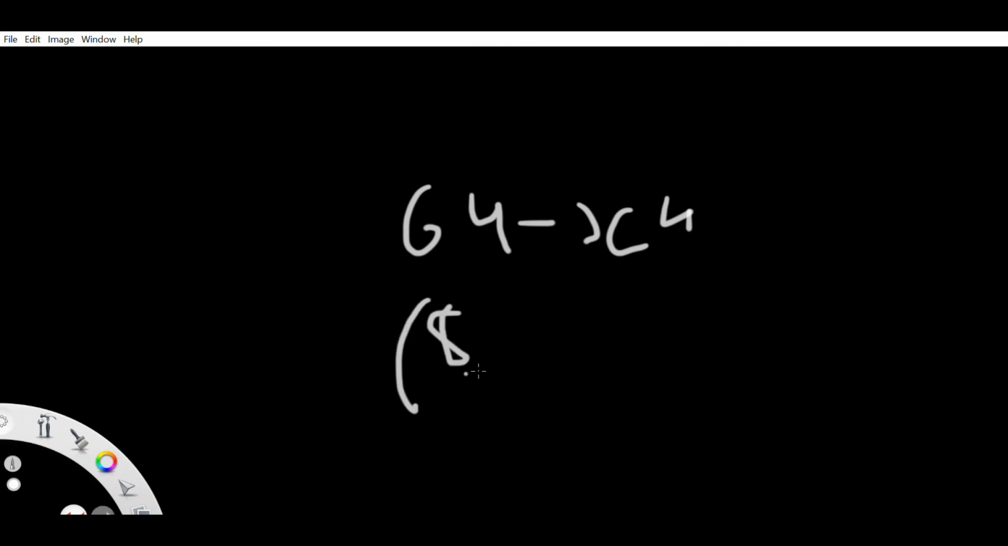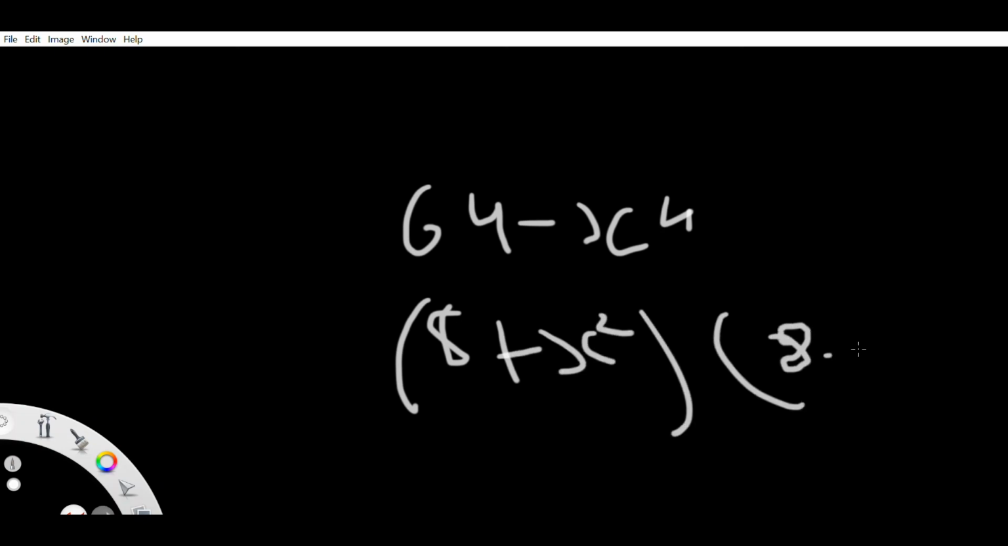Similarly, suppose we have 64 minus x to the power 4. This is not a perfect square, it's a difference of two squares. So what this is, is 8 plus x squared into 8 minus x squared, because x squared into x squared just gives x to the power 4, and 8 into 8 just gives 64. So these are the binomials which are multiplied with each other.